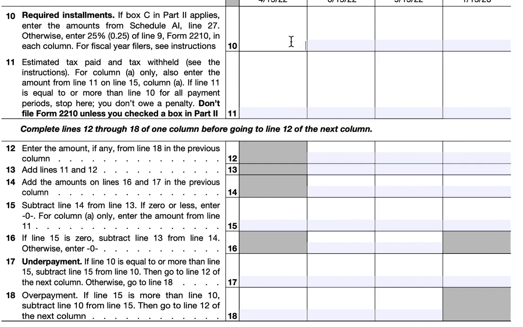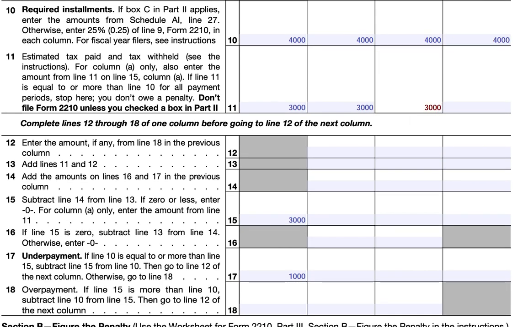So let's walk through that first column for a second. $4,000, you were required, you only paid $3,000. So we're going to carry that $3,000 down here because that's the number from line 11. So you have an underpayment of $1,000. So line 12, let's just imagine that this went straight across the year. So you've got required installments of $4,000 here, and you've been making quarterly payments of $3,000.